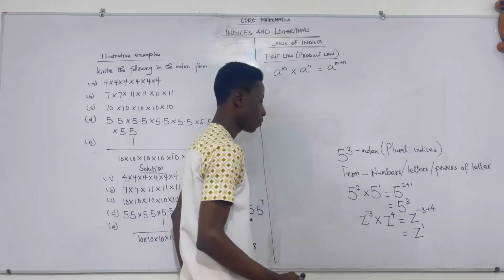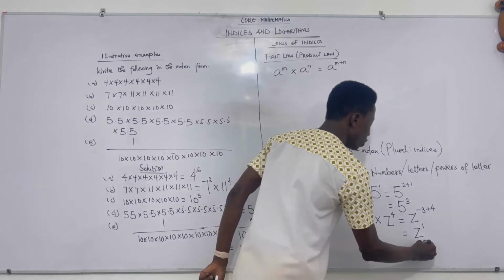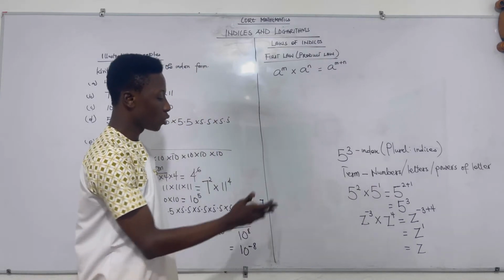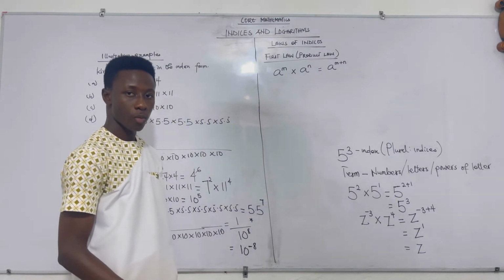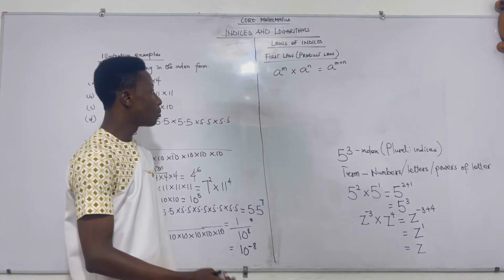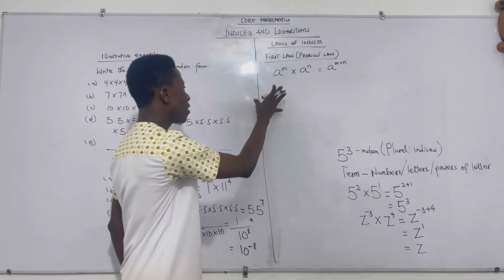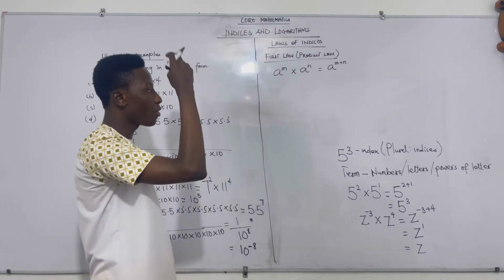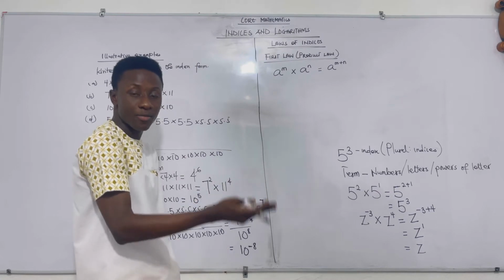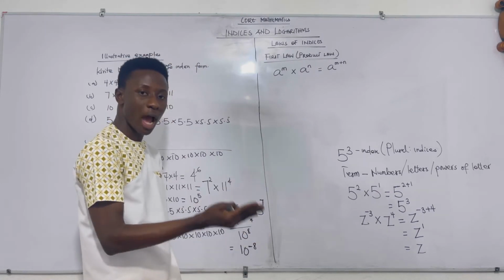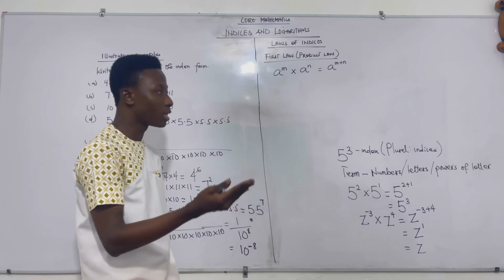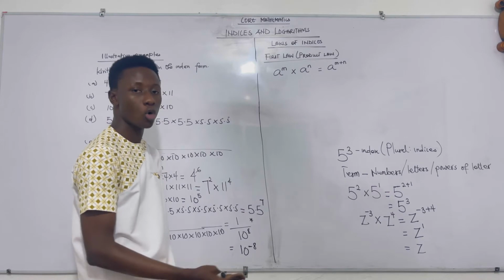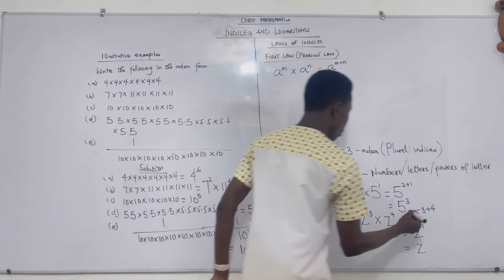Are you with me? Now, any value raised to a power of 1 is the value itself, so you can write it as z. So we're still explaining the first law. I said when you have a term with an index multiplying the same term with the same index, or perhaps a different index, what you should look out for should be similarities in the base. Are the bases the same? Are they multiplying? Then you can apply the concept.